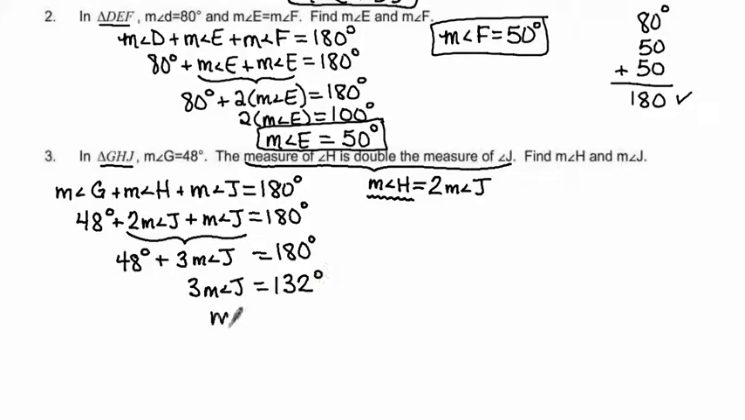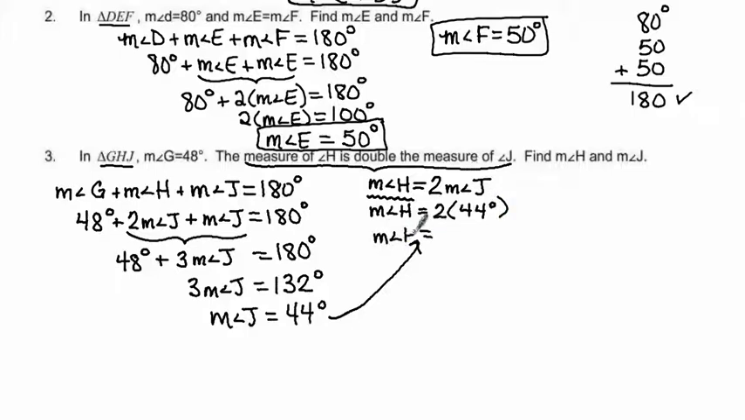Divide by 3, and we get the measure of angle J is 44 degrees. Now if I take that back over here and substitute it in there, I can find the measure of angle H. So the measure of angle H equals 2 times the measure of angle J, which is 44 degrees. So the measure of angle H should be 88 degrees.